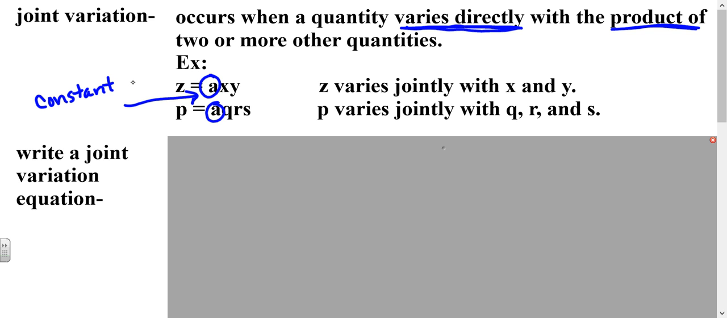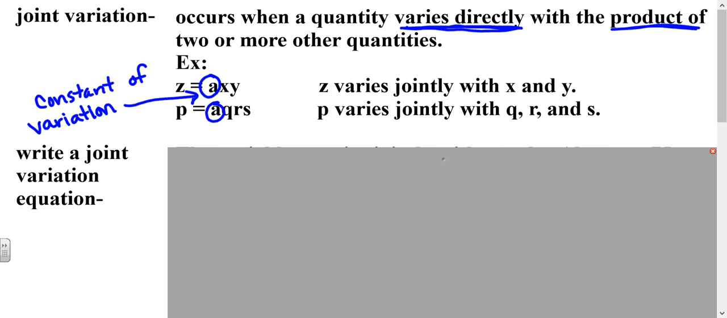Something that stays the same all throughout your equations. So no matter what, in all of these equations, you're always going to have an a value. So if z varies jointly with x and y, then z is equal to a times x times y. And if p varies jointly with q, r, and s, then p is going to be equal to a times q times r times s. So those are just ways that you can write joint variation equations.